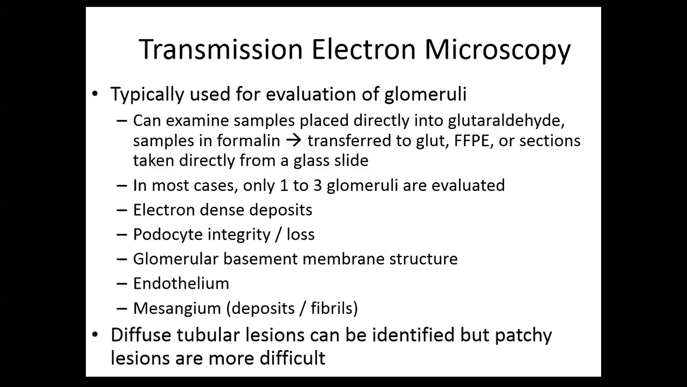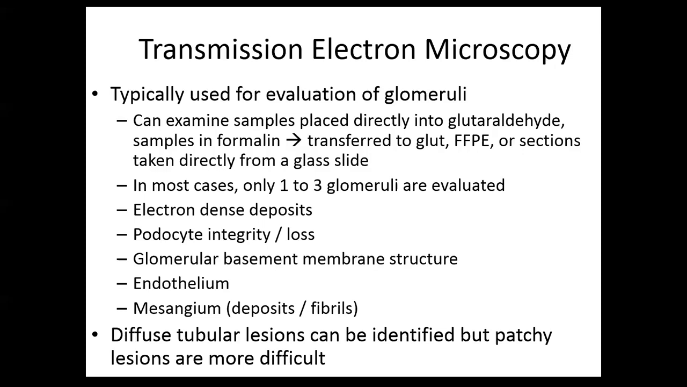In most cases, I'm only evaluating 3 glomeruli or fewer. So in most cases, it's only 1 to 3 glomeruli, so I might be making an entire diagnosis on a single glomerulus. I have the supporting evidence from the light microscopy, and I have the supporting evidence from the immunofluorescence, but I'm only looking at very few glomeruli. What am I looking for? I'm looking for electron-dense deposits.